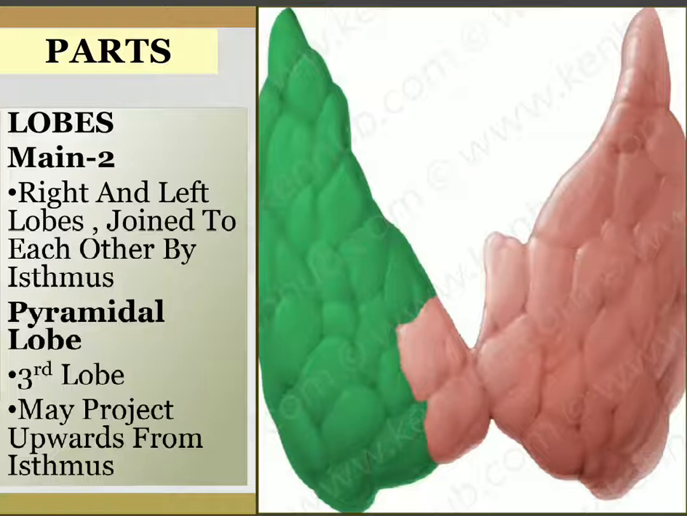But in about 40 to 50% of the population, there could be a third lobe which is known as the pyramidal lobe, which can project upwards from the isthmus. So mainly there are two, and in 40 to 50% of the population there is also a third lobe, the pyramidal lobe.